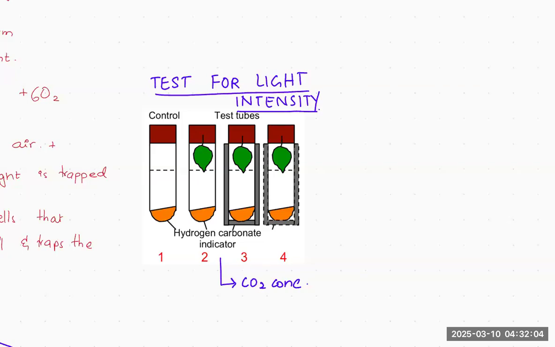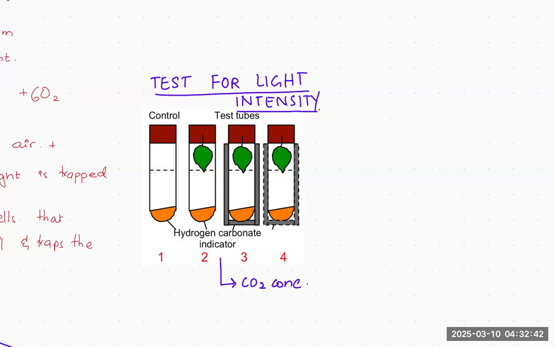When we talk about the second test tube, we have simply placed a plant with the hydrogen carbonate indicator in normal sunlight. In the third one, we have completely surrounded it with a sheet of black paper to represent complete darkness. And the fourth one, we are using a black paper, but not that dark. So it is dim light basically.